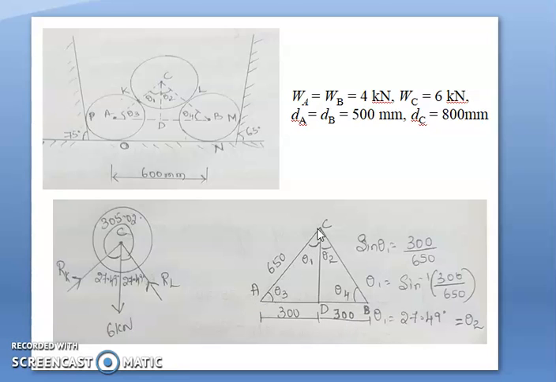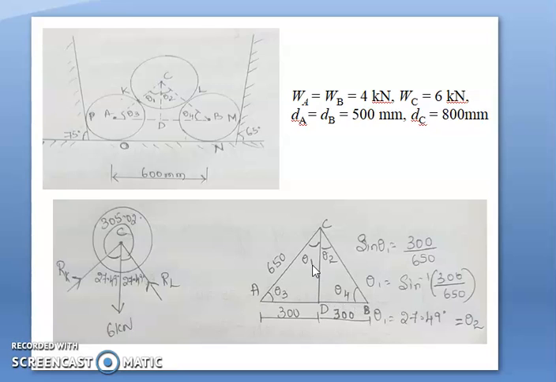To calculate AC, diameter of A is given as 500 mm, so radius will be 250 mm, and diameter of C is given as 800 mm, so radius will be half of the diameter, 400 mm. So if I join center of A and center of C, the AC distance will be 250 mm plus 400 mm, it will be 650 mm. And the same thing will be there here also. Again, if I join center of B and center of C, it will be the same 650 mm, because the diameter of A and diameter of B are the same, 500 mm. So theta 1 will be equal to theta 2, and theta 3 will be equal to theta 4.